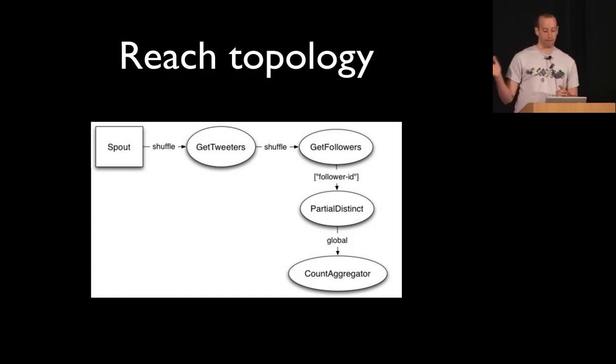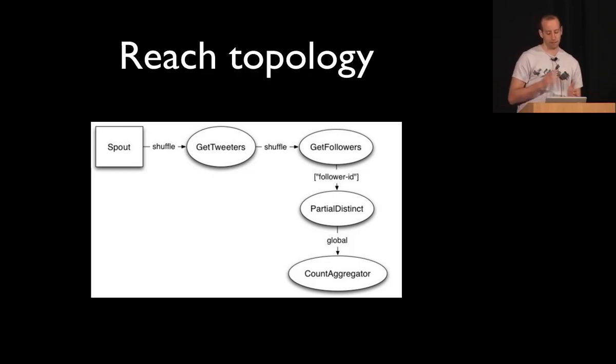Then you have a getFollowers bolt. This maps a stream containing request ID, tweeter ID to a stream containing request ID, follower ID. You can see getFollowers does a shuffle grouping on tweeters, so it evens the load of fetching the followers from your social graph store. The next bolt is called partial distinct.